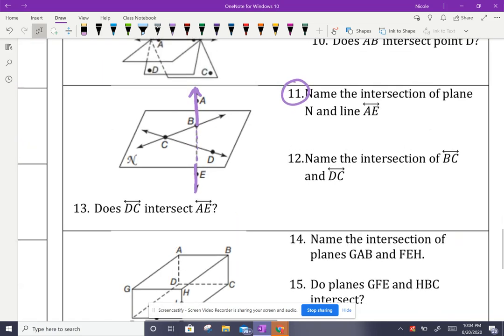Now look at line AE. Does it go through point C? No. Does it go through point D? No. So where on the plane does it touch the actual plane? That would be point B.